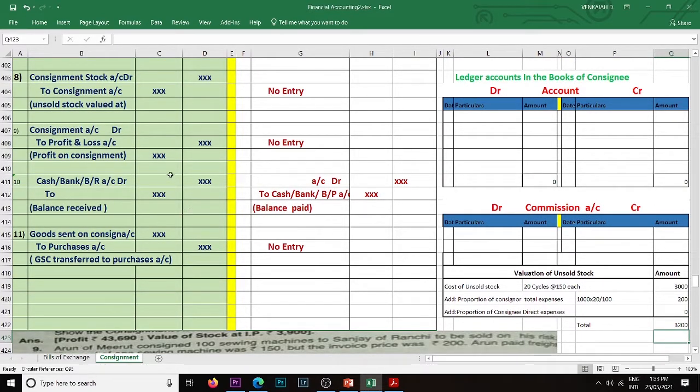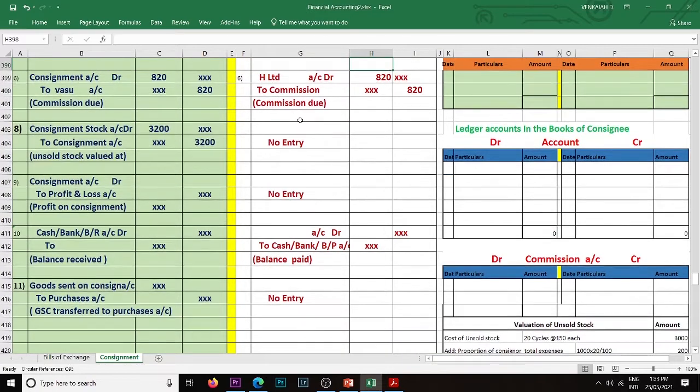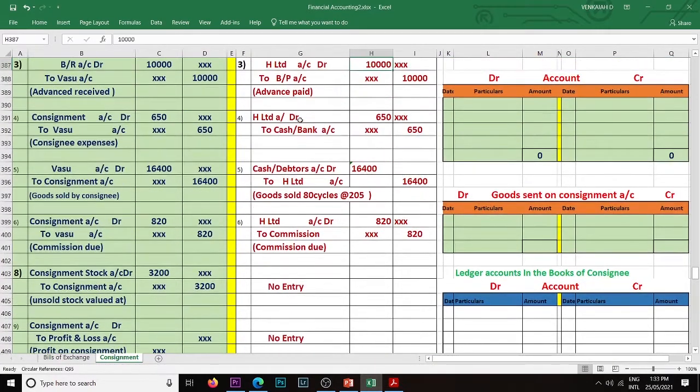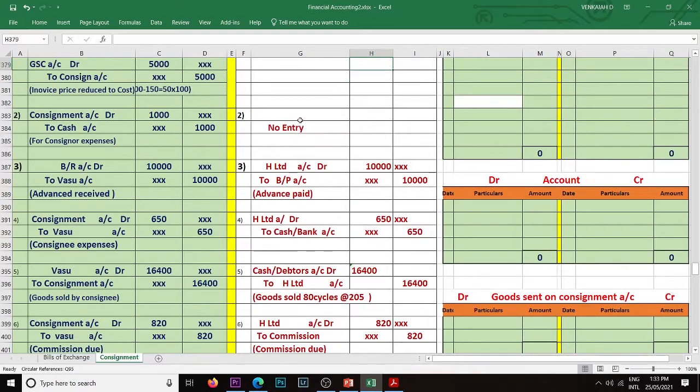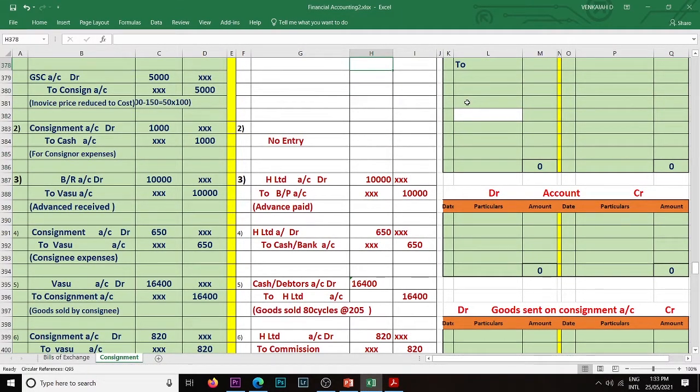Okay, we'll pass the entry for consignment stock 3,000. Now posting. Only the invoice price we are getting. Remaining all are the same as it is.